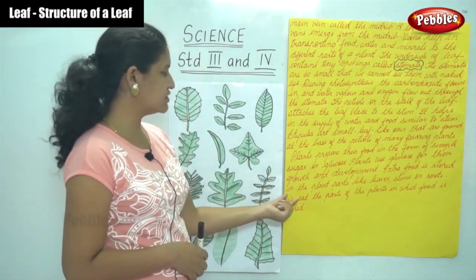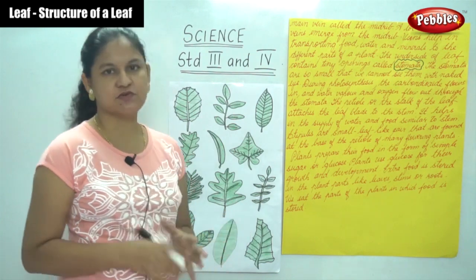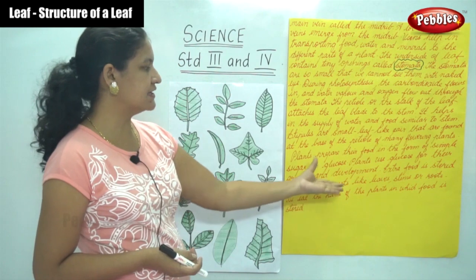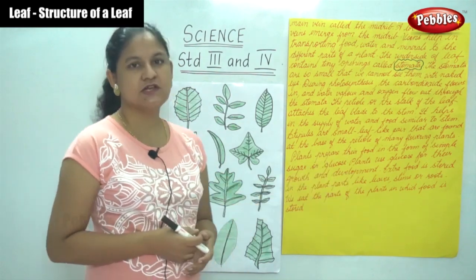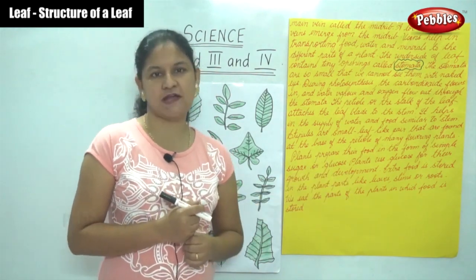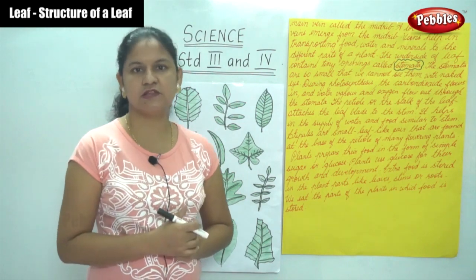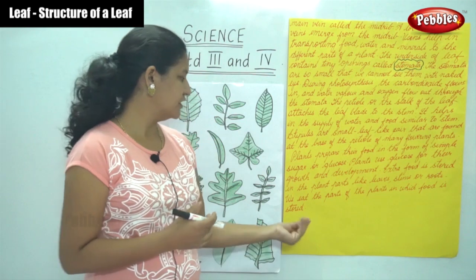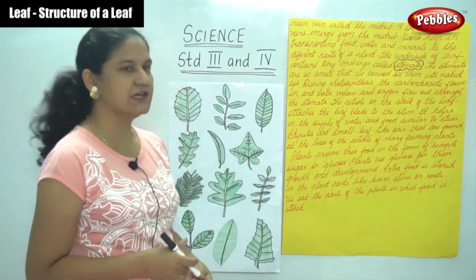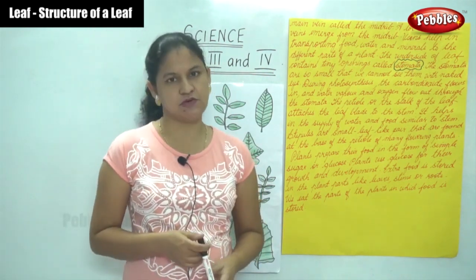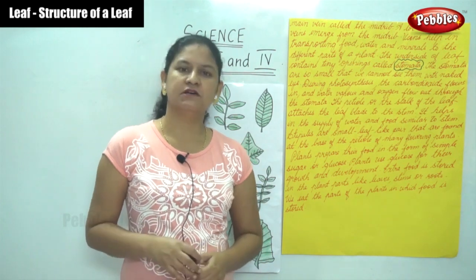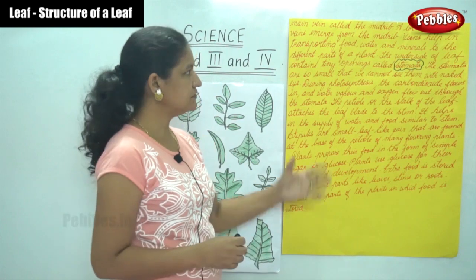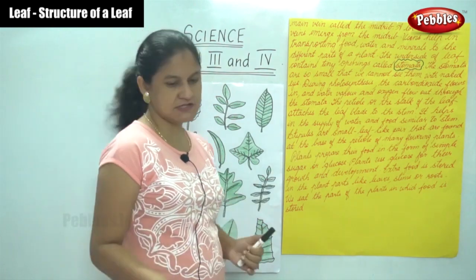The extra food is stored in the plant parts like the leaves, stems or roots. We have seen the example of taproot that stores food in the roots, that is carrot, radish, etc. We eat the parts of the plant in which food is stored. So let us move on to the summary.